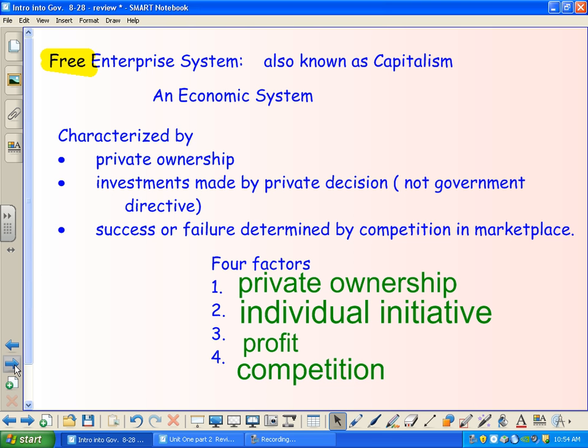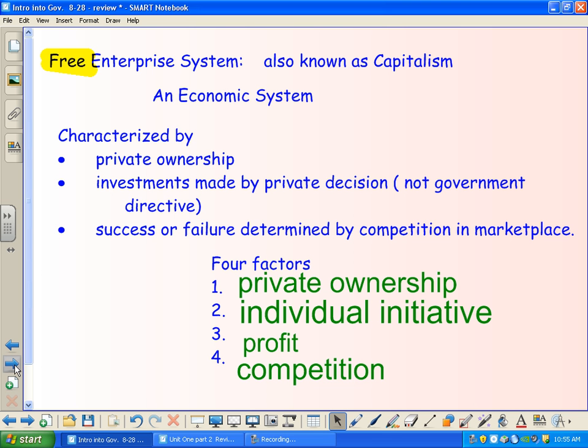Also, it is characterized by investments made by private decision, and that means investments like in the stock market, investment in any number of different enterprises. It could be going into partnership with someone. It could be giving somebody money to get a business started. In other words, the government is not allowed to give you a directive on how you use your money to invest in businesses or whatever you might be interested in placing your money.